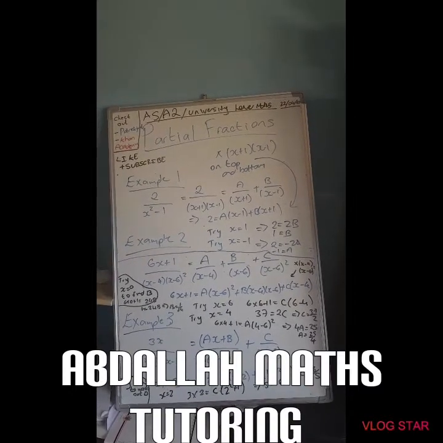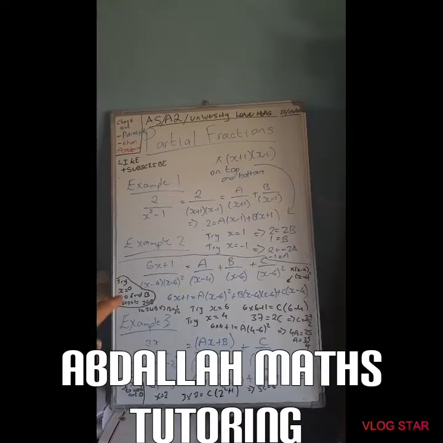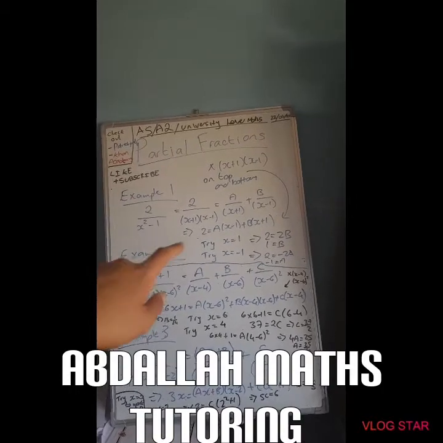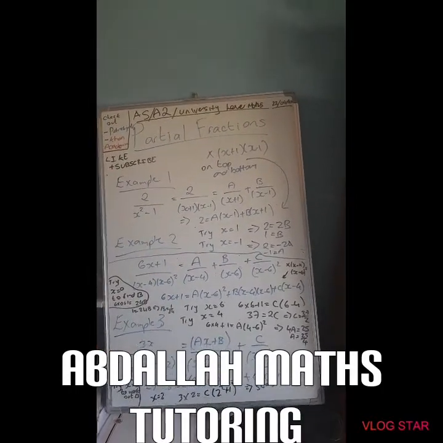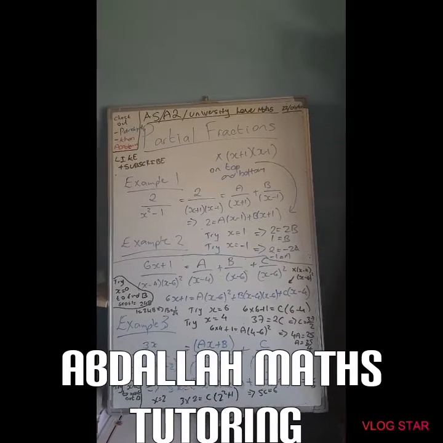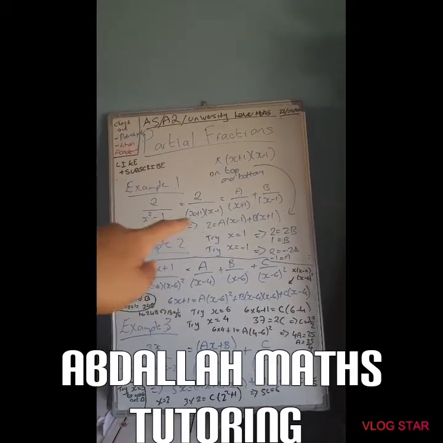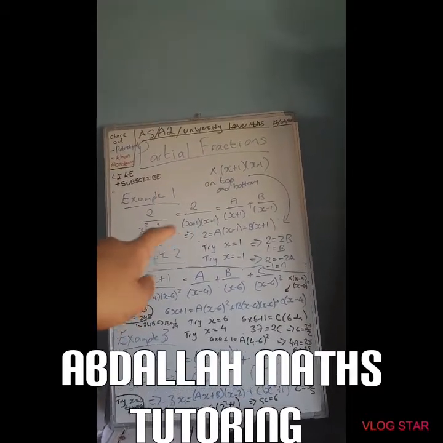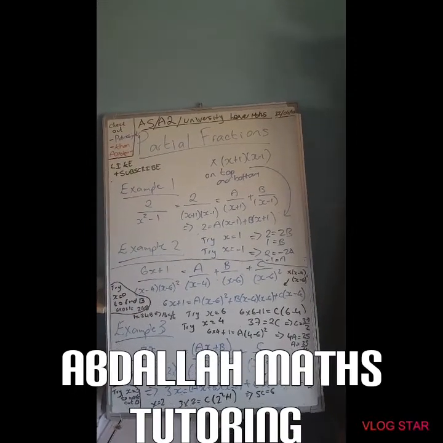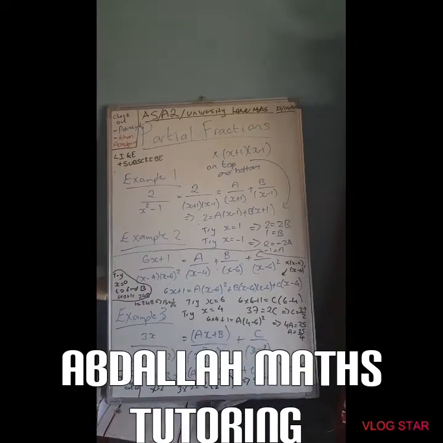So x squared minus 1 is the difference of 2 squares, so it's going to be x plus 1, x minus 1. If you're not sure, check out my video on the difference of two squares. I will leave the link in the description.